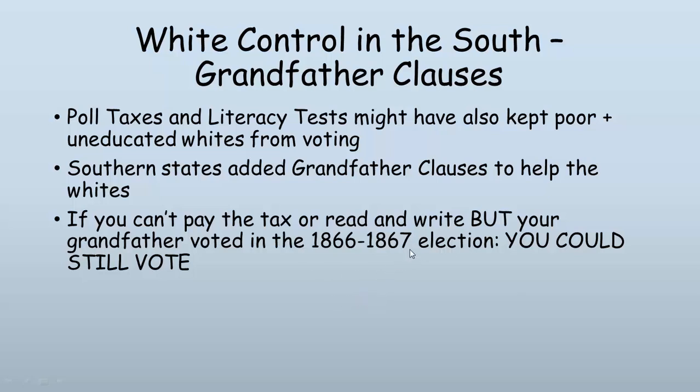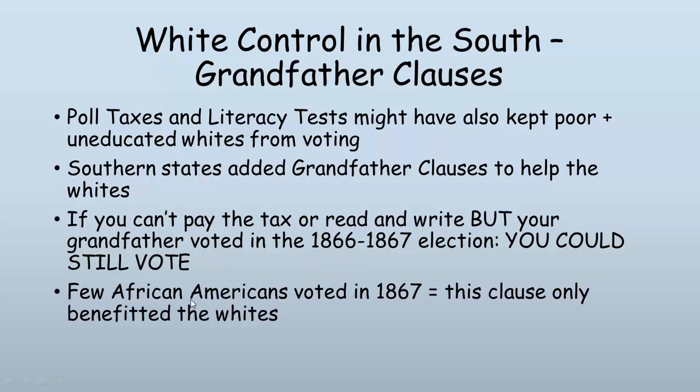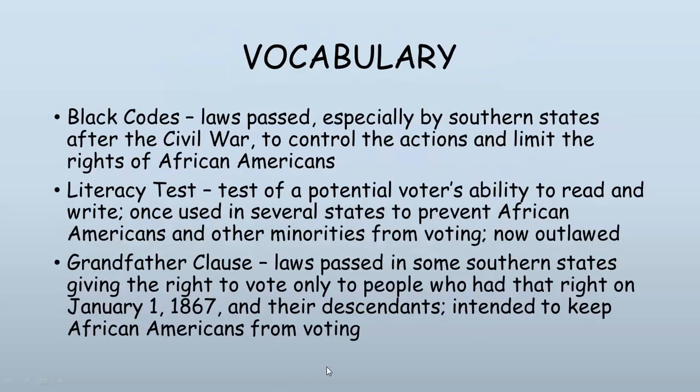Now, think about that. What African American people were voting in 1866, 1867? Not too many of them, because the 15th Amendment did not come out until 1868. So basically, this was put in place to help out poor white people and to keep African American people from voting. So you could put the grandfather clauses, the literacy test, and the poll taxes all together. Very few African Americans voted in 1867, so this clause specifically only benefited the whites. If you need to do the vocabulary for my worksheets and everything, you can pause there to take care of that. There's your black codes, literacy test, and grandfather clauses. So they're there for you.